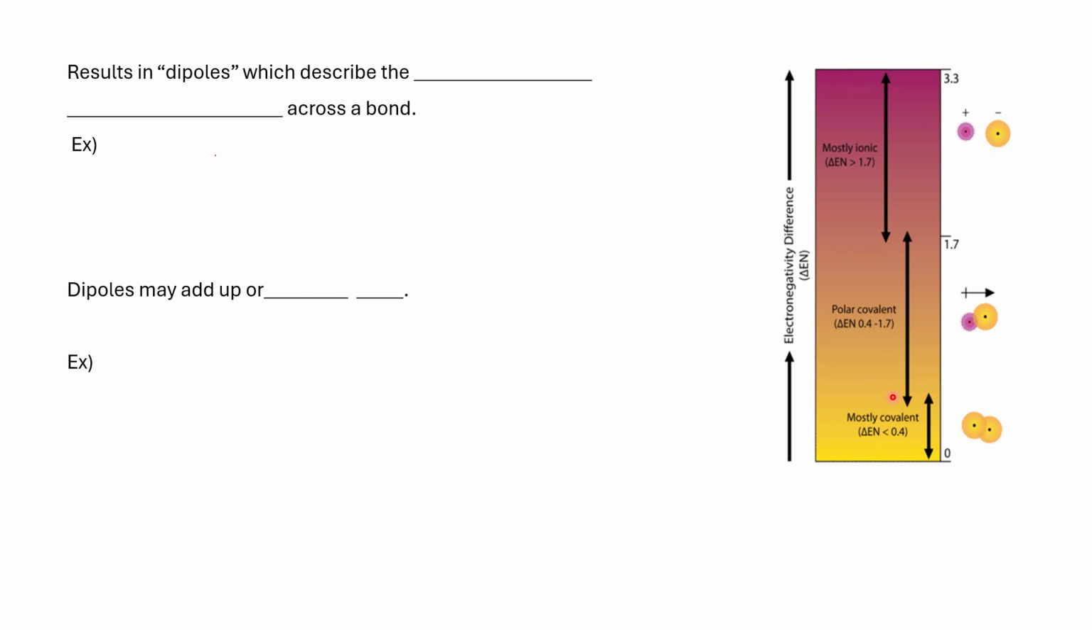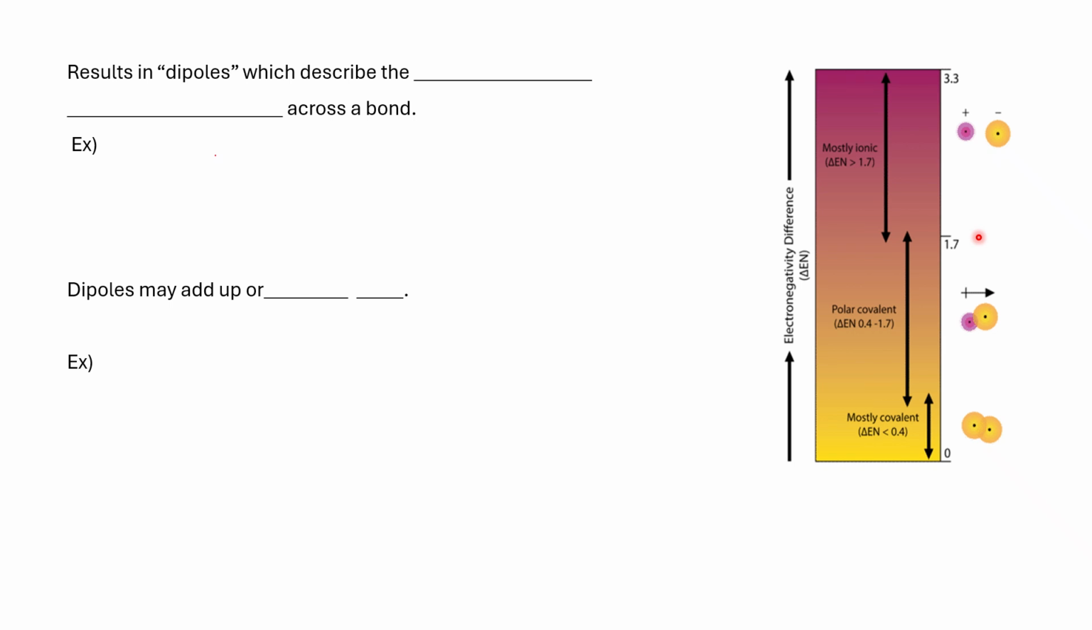So if two atoms are more or less identical in electronegativity, then they're going to be a very nonpolar covalent bond. That's way down here at this end of the spectrum. As the electronegativity difference grows, though, the bond becomes polar, and eventually at a threshold of a difference of about 1.7, it becomes an ionic bond.